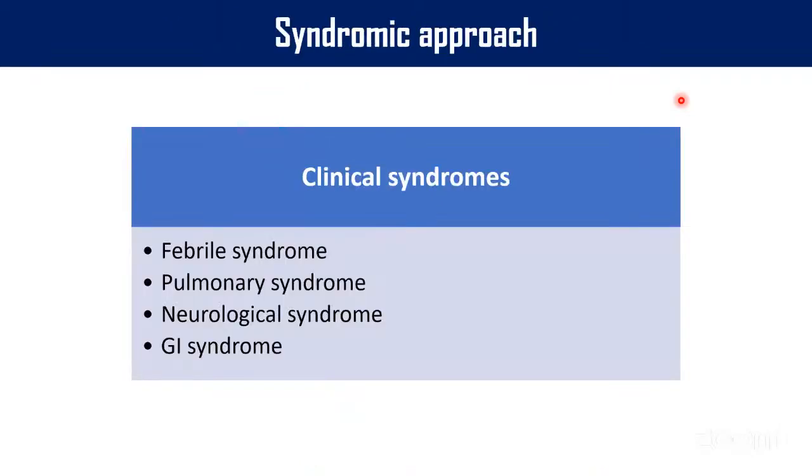So as I said, all these children will not come with a label of their OIs. They will come with symptoms. So with the symptom and the symptom complex, you need to approach them and make a diagnosis. This is called the syndromic approach. For the sake of this discussion, we have divided this syndromic approach into 4 clinical syndromes. Number 1 is febrile syndrome, then pulmonary syndrome, neurological syndrome, and GI syndrome.